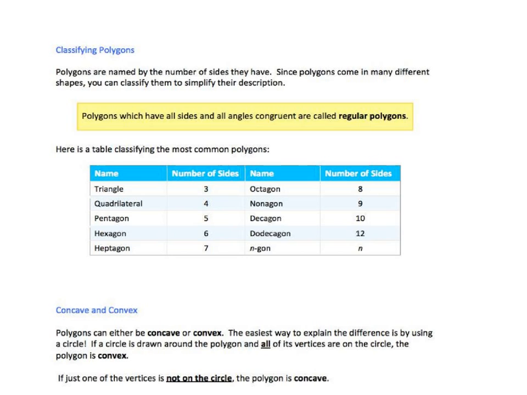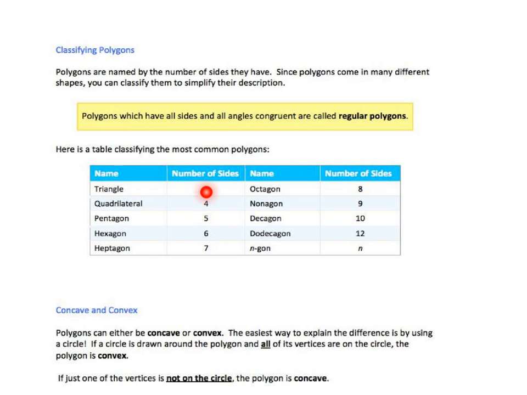All right, so classifying polygons. Polygons are named by the number of sides they have. Since polygons come in many different shapes, you can classify them to simplify their description. Remember, polygons that have all sides and all angles congruent are regular polygons. So here is a table classifying the most basic ones.